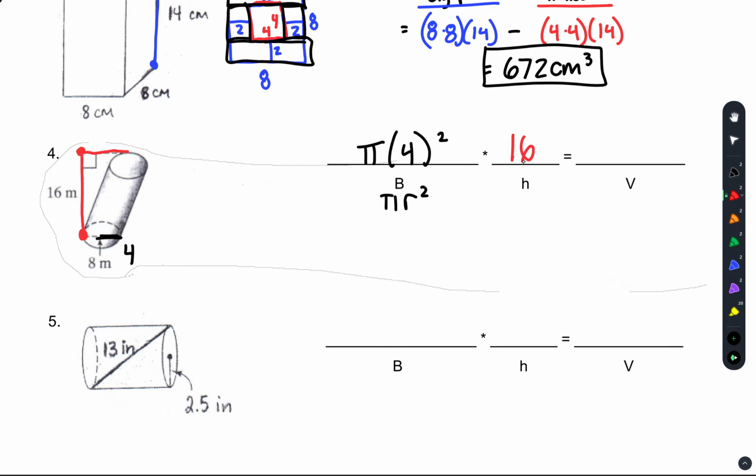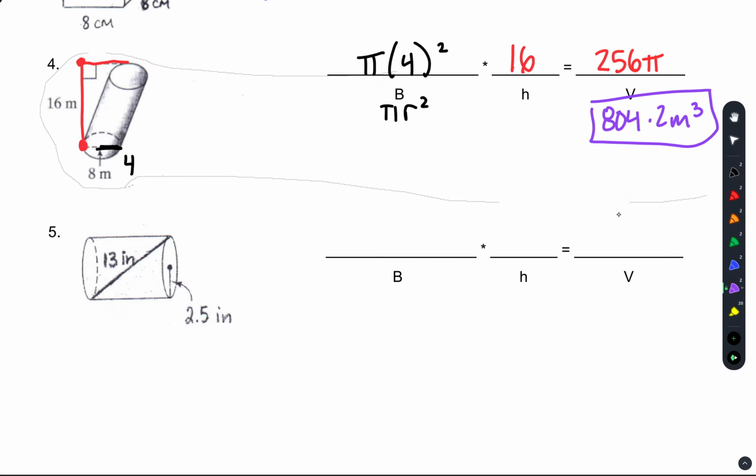4 squared is 16. 16 times 16, 256. So 256 pi in exact values. If you want to round that, 804.2 meters cubed. That's literally it. One more.